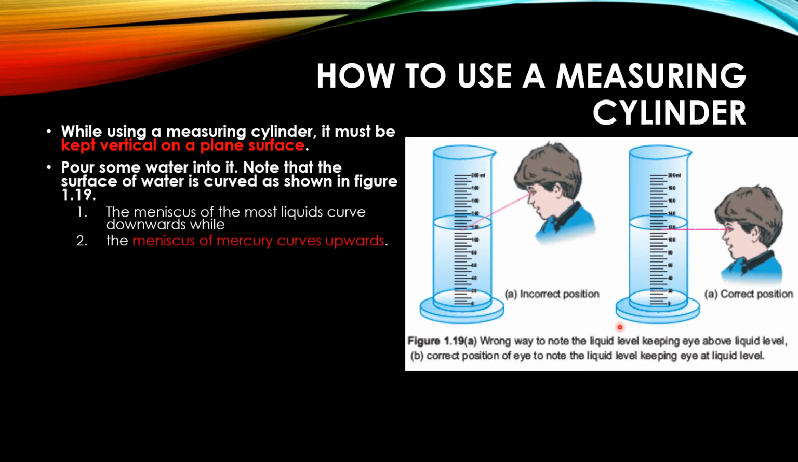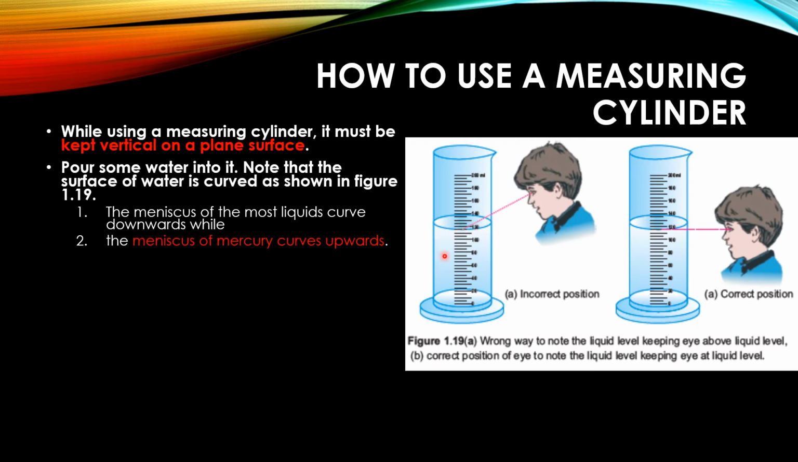Pour some water into it. Note that the surface of the water is curved. As you can see, the surface of the liquid will be curved. The meniscus of most liquids curves downward. For example, in the case of water, the meniscus means the level of the liquid. The level of the liquid most of the time curves downward.